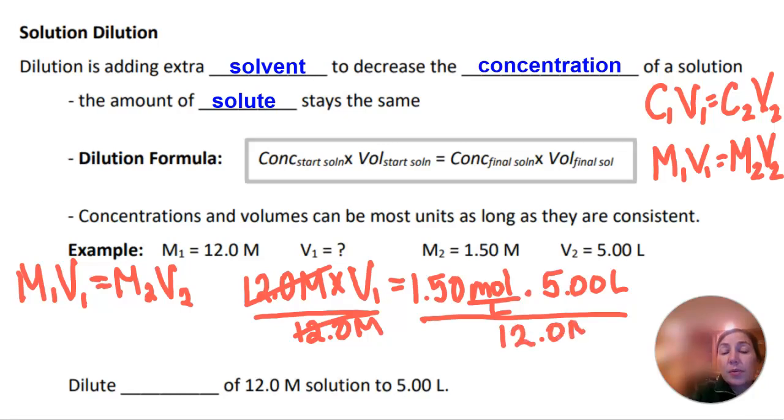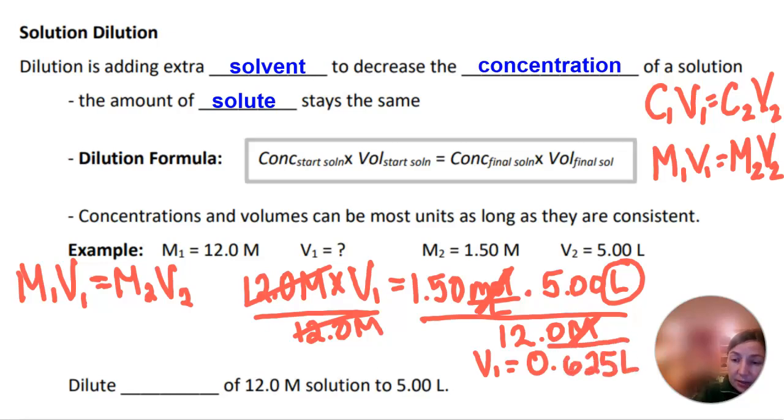So the 12 molar, the molarity is going to cancel out with our molarity on top, or moles per liter. It's going to leave a unit of volume, which is great. So in our calculator, we do 1.5 times 5, divide by 12, and then for V1, hopefully you're calculating this, I got 0.625 liters. So I would need 0.625 liters, and then I would dilute it up to 5 liters. I would add enough water so that the volume increased to 5 liters.